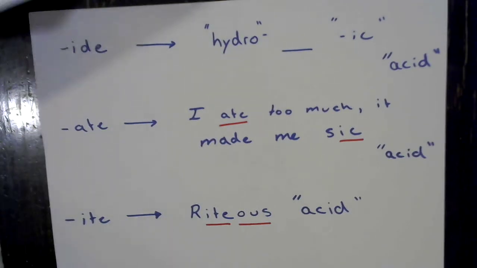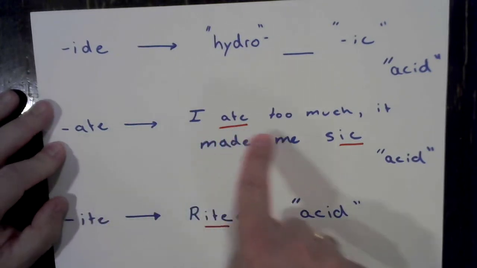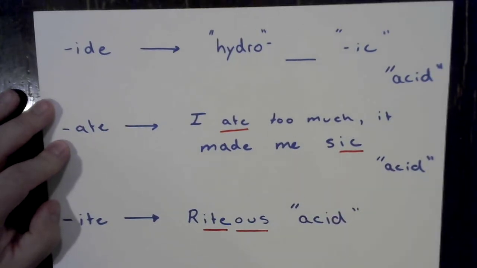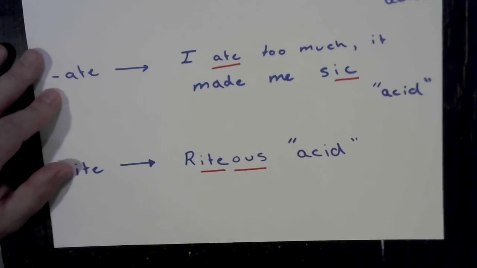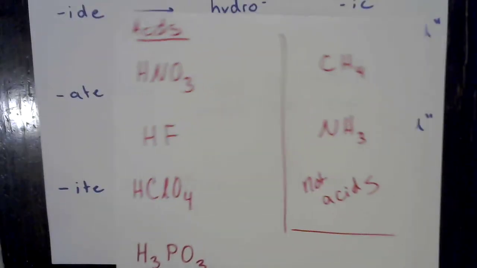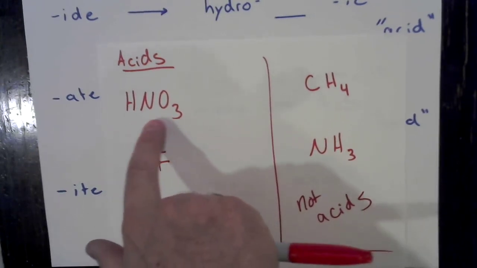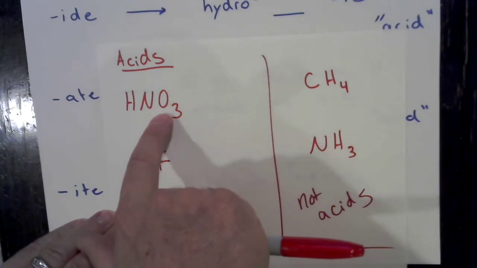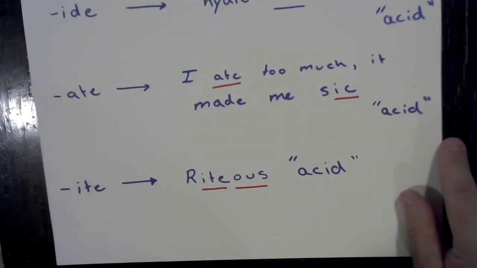So if I were dealing with nitrate, okay, ATE ending, I would change the ATE to IC, so now it's nitric. Got to remember to say acid, though. That's going to be true for all of these. Say acid at the end of it. Okay, so happens to be this first one on my list, HNO3. I identify nitrate. I ate too much, it made me sick. This is nitric acid. That's the second way.